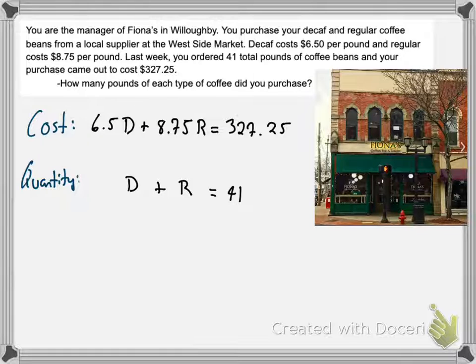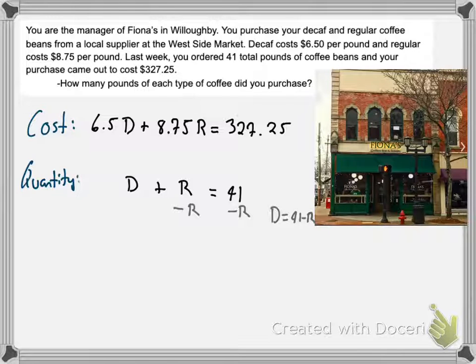If I'm solving by substitution, what I want to do is get a variable by itself and plug it back into the other one. While you could do this for either cost or quantity, the quantity equation is going to be a lot easier to work with since there are no coefficients. For either D or R, in one step I can get that variable by itself and not have any ugly fractions or decimals to deal with. So I'm going to go ahead and get D by itself. It doesn't matter which one you use. So now I have my equation D equals 41 minus R.